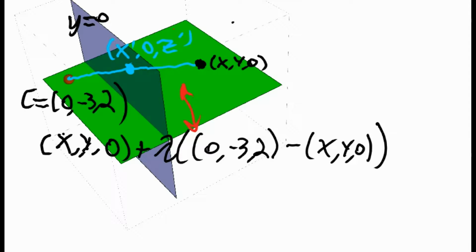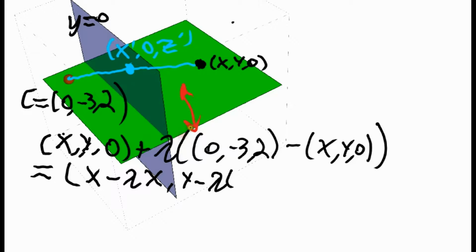And for lambda between 0 and 1, that describes this ray here that I've sketched that goes from the object to the viewing point. We can simplify this expression, so we can rewrite it as: the x coordinate is x take away lambda x, and the y coordinate is y take away lambda times 3 plus y, and the z coordinate is 2 lambda.